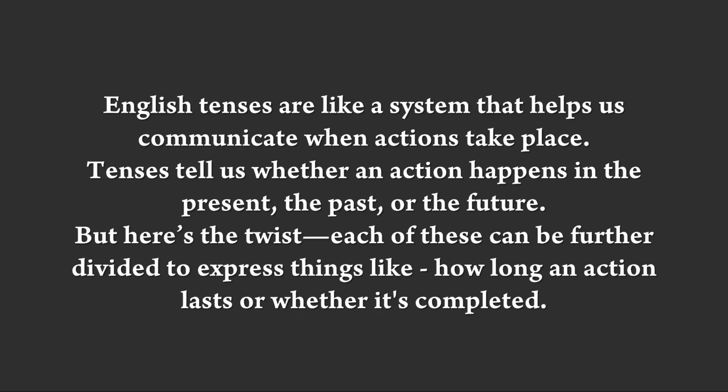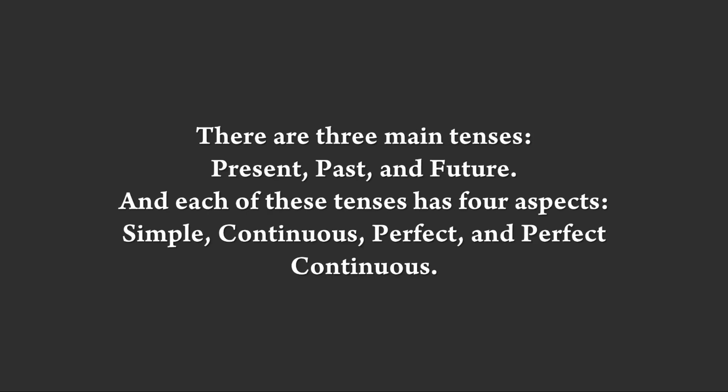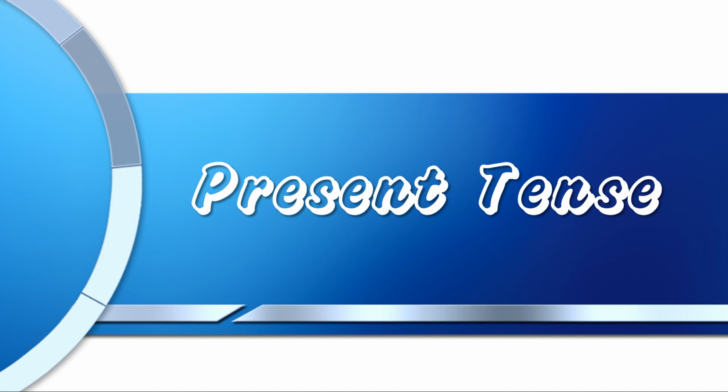But here's the twist: each of these can be further divided to express things like how long an action lasts or whether it's completed. There are three main tenses: present, past, and future. And each of these tenses has four aspects: simple, continuous, perfect, and perfect continuous. Let's break them down one by one. Ready? Let's start with the present tense.